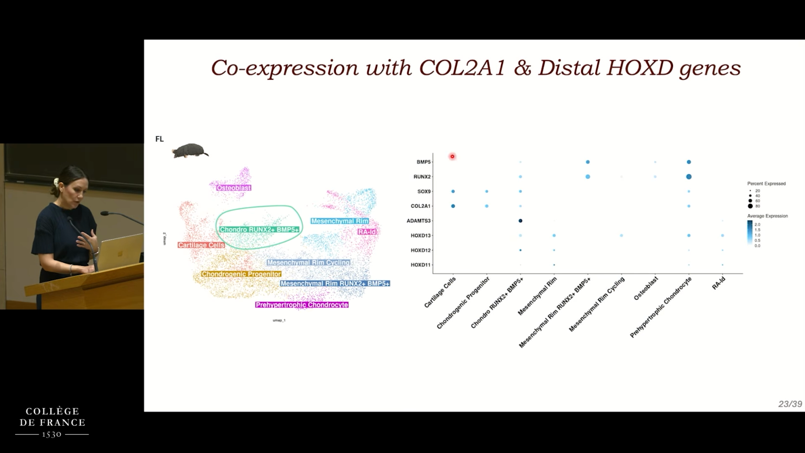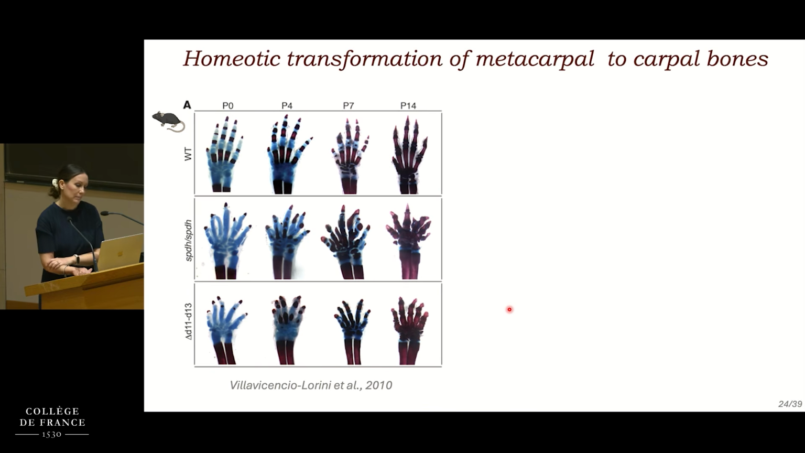And indeed, when I plot all these genes for all the populations, there is only co-expression of all these genes in this special population, where we see ADAMTS3, COL2A1, SOX9, RUNX2, and also a bit of the HOX genes. I revisited this paper, and the phenotype that they observed was very interesting, because these animals have a homeotic transformation from the metacarpal to carpal bone.